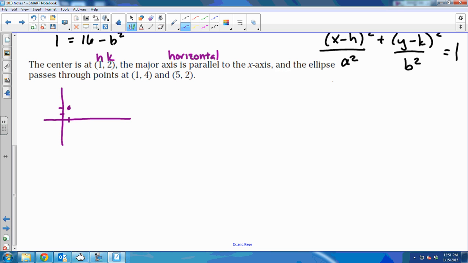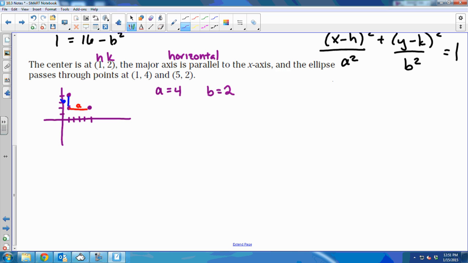So our center's at 1, 2. We have a point at 1, 4. And we have a point at 5, 2. We already knew it was horizontal, so we already should have known that this distance was going to be A, and it was longer than this distance B. But we should really count and figure out A and B. So what is A? How long is A? 4. And how long is B? 2.